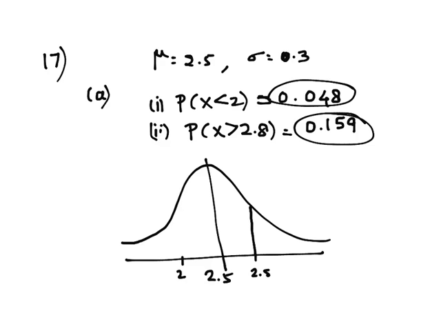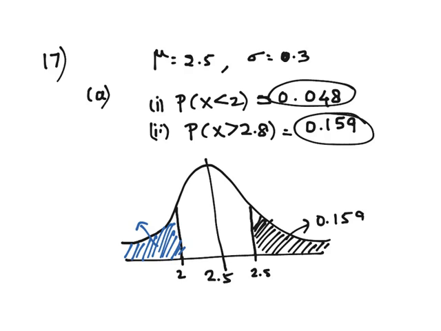I'll draw a line here. So this is 0.159 and this area is 0.048. That's it. Fine. Now the second part is, a customer buys 10 chickens.